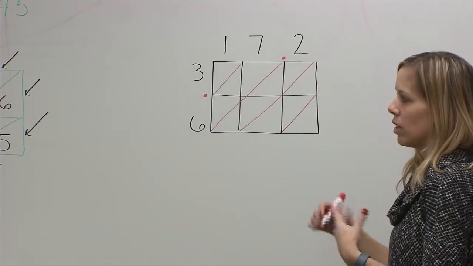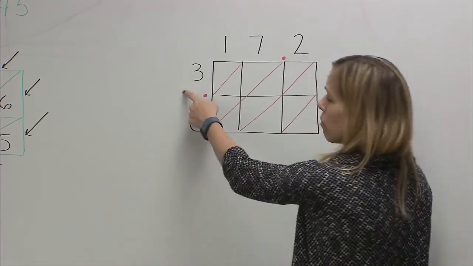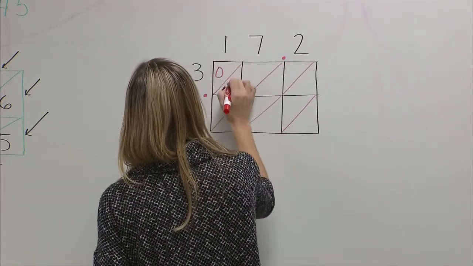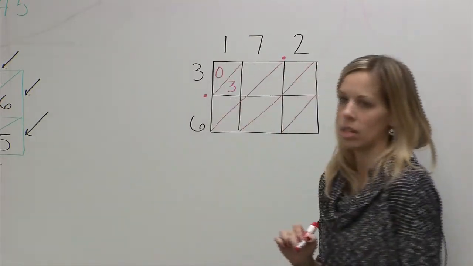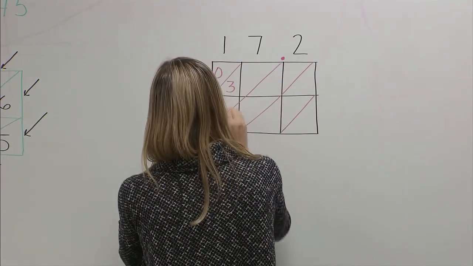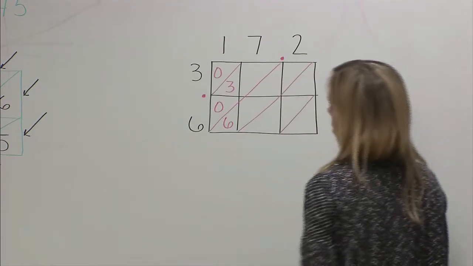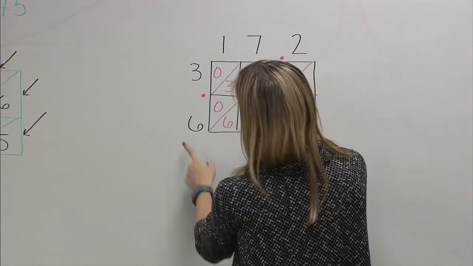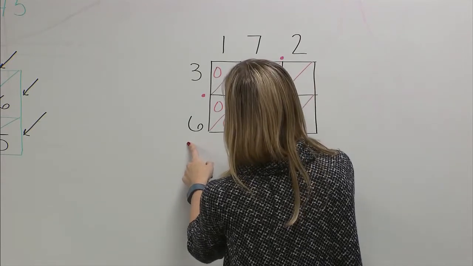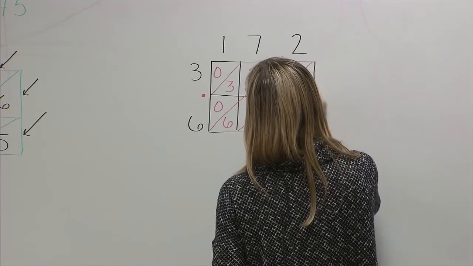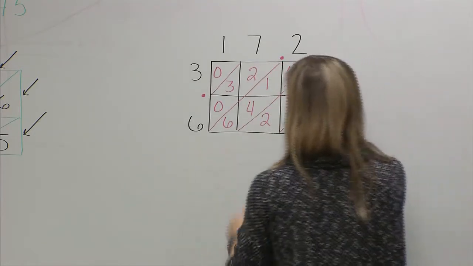Cut each box in half, and then we're going to do the same thing. Here I have 3 times 1, so I would write this as 0, 3, because there's nothing in the 10 spot. And then 6 times 1 is 0, 6. 3 times 7 is 21. 6 times 7 is 42. 3 times 2 would be 0, 6, and then 6 times 2 is 12.